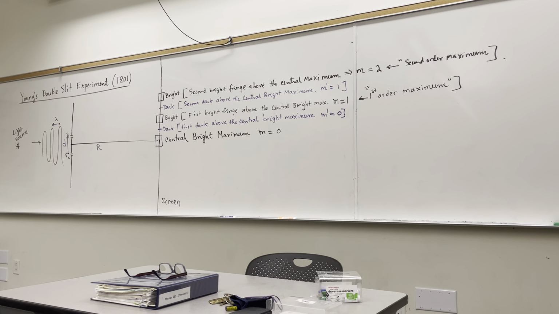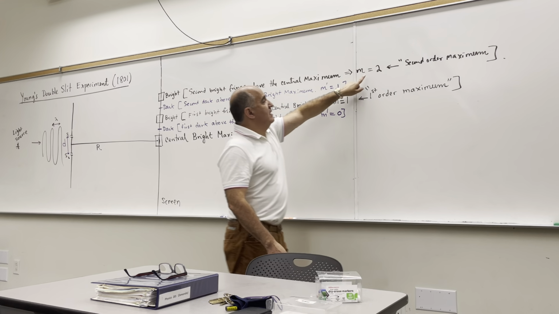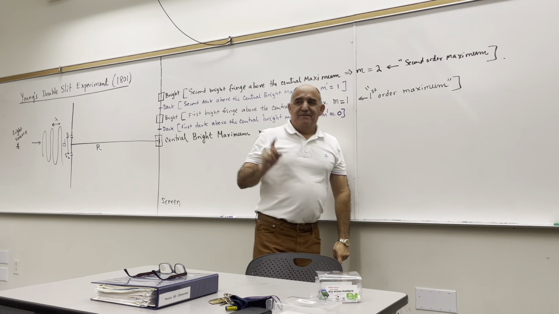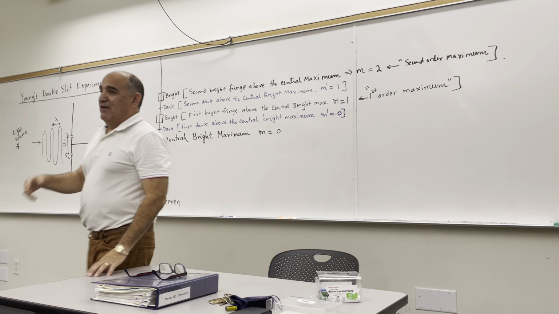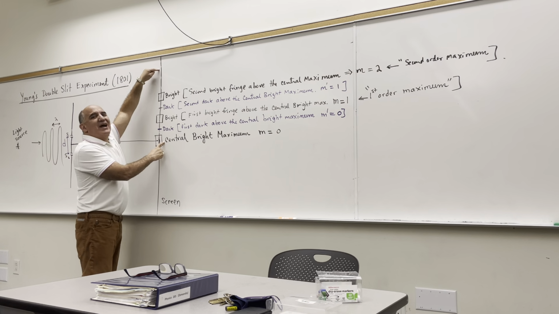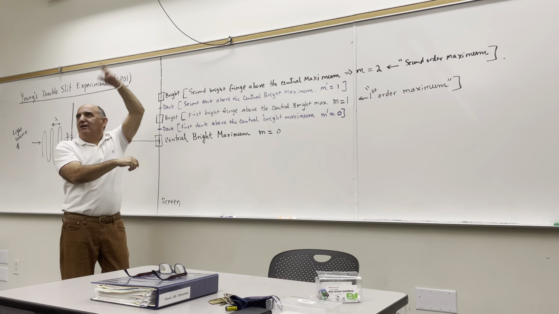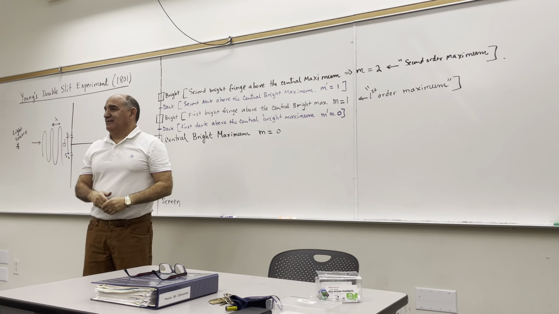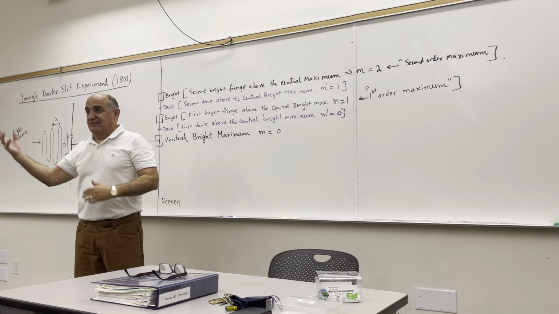Second order, M equals 2. For the bright ones, right? So second bright, M equals 2, second order. So it's easy with the bright spots. If they ask what is the distance from the central bright maximum to the 20th order maximum, then 20th order, so M is 20. Use the formula for bright, because it's talking about bright spots.